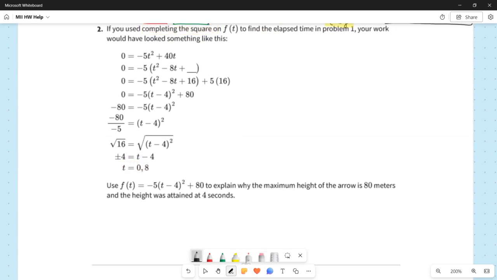All right. Question 2. Question 2 says, if you used completing the square on f of t to find the elapsed time in problem 1, your work would have looked something like this.